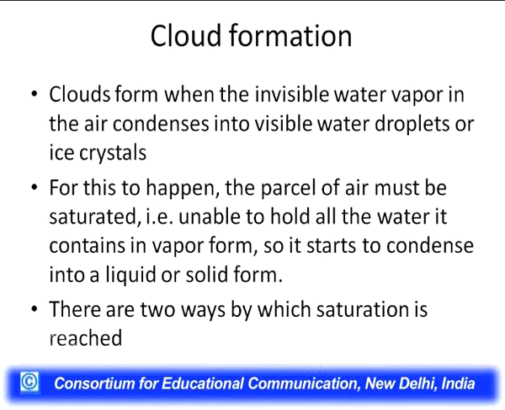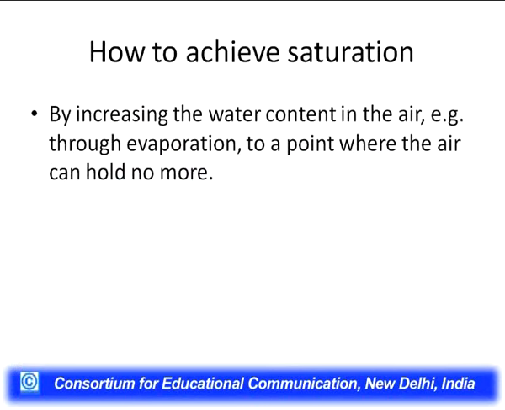Clouds form when the invisible water vapor in the air condenses into visible water droplets or ice crystals. For this to happen, the parcel of air must be saturated, that is, unable to hold all the water it contains in vapor form, as I have already discussed. So it starts to condense into liquid or solid form. There are two ways by which saturation can be reached. Saturation I have already discussed. Now we will discuss how saturation can be attained. There are two different mechanisms by which saturation can be achieved.